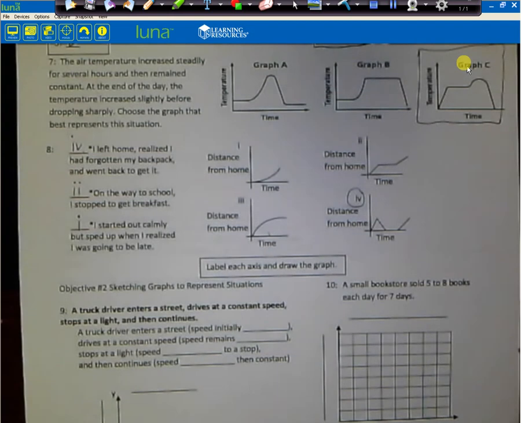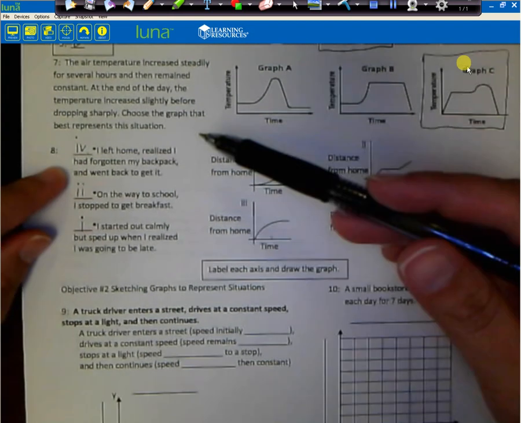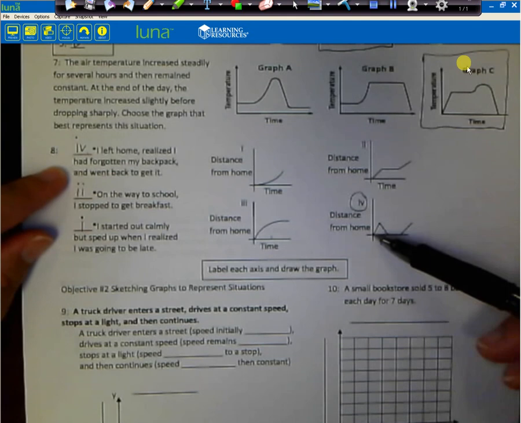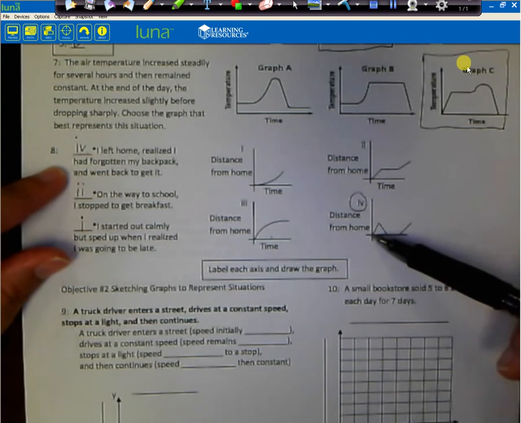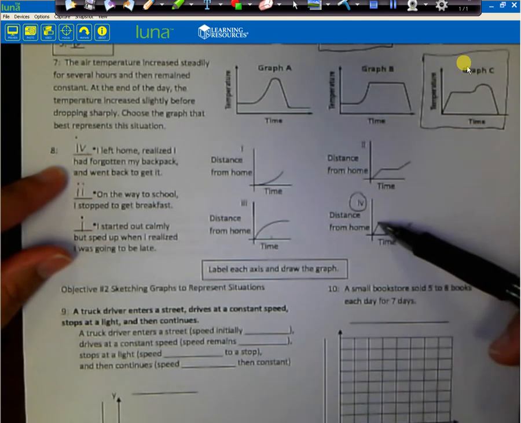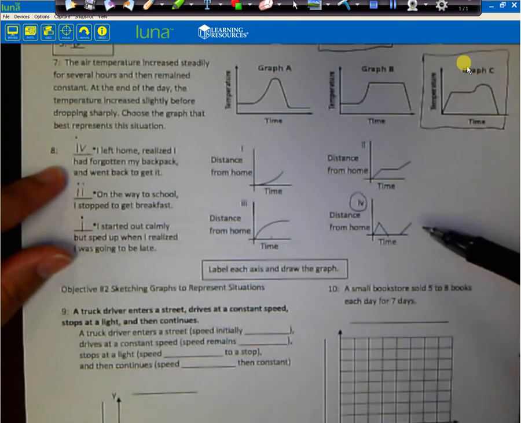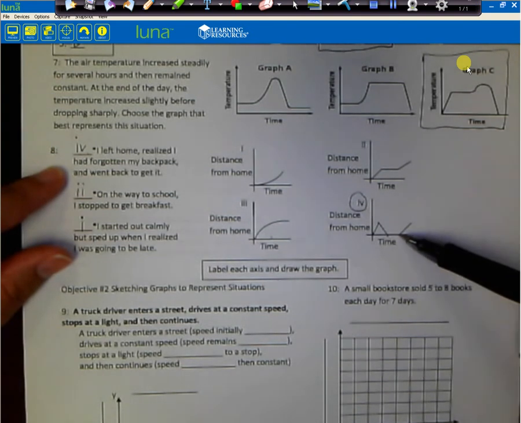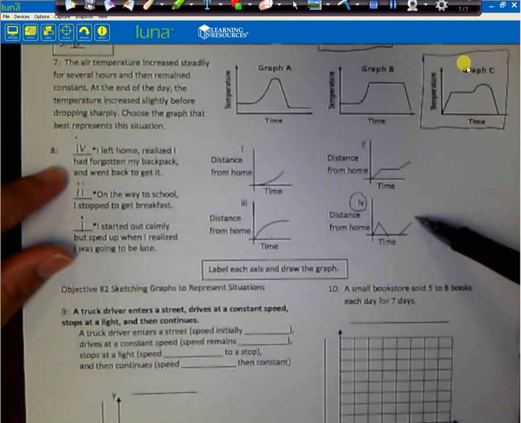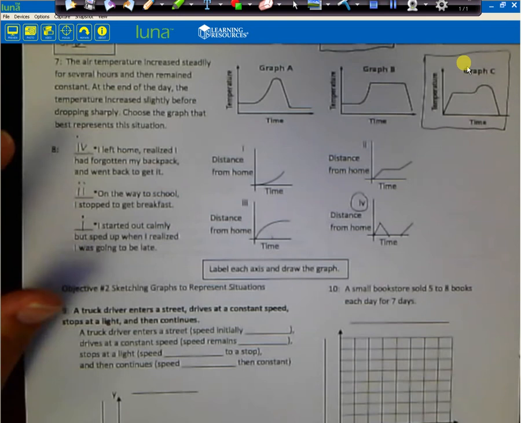The first one says, I left home, realized I forgot my backpack, and went back to get it. So with this one, when she left home, her distance from home went up. But then here she realized that they forgot their backpack. When they had to go back to their house to get it, their distance from home went back down because she's at home. It took her a while to find her backpack, so she's at home. And then she went back to school, so then it went back to the distance from home.